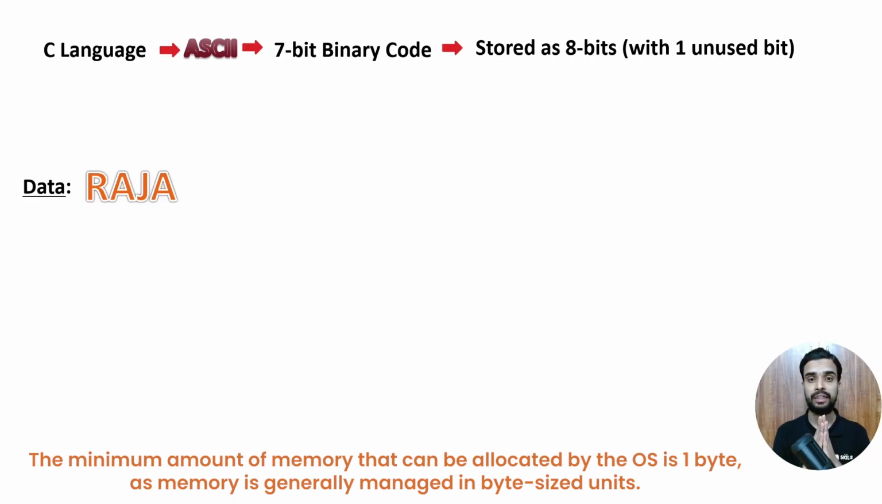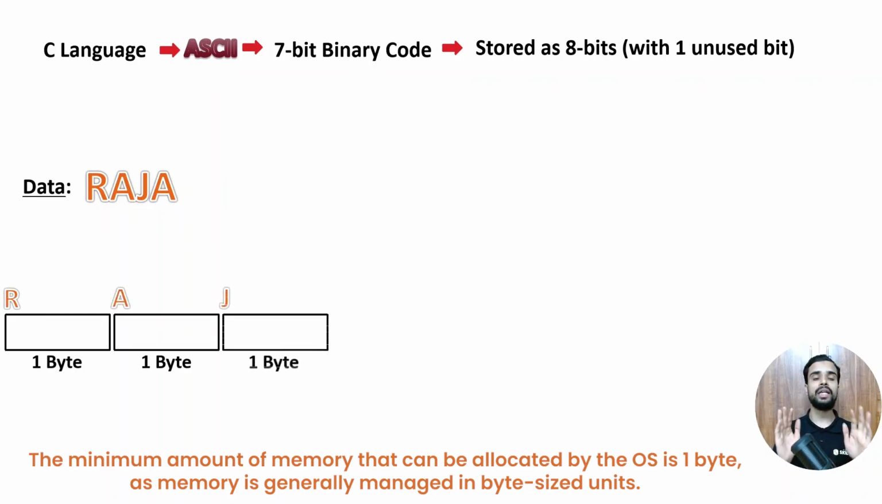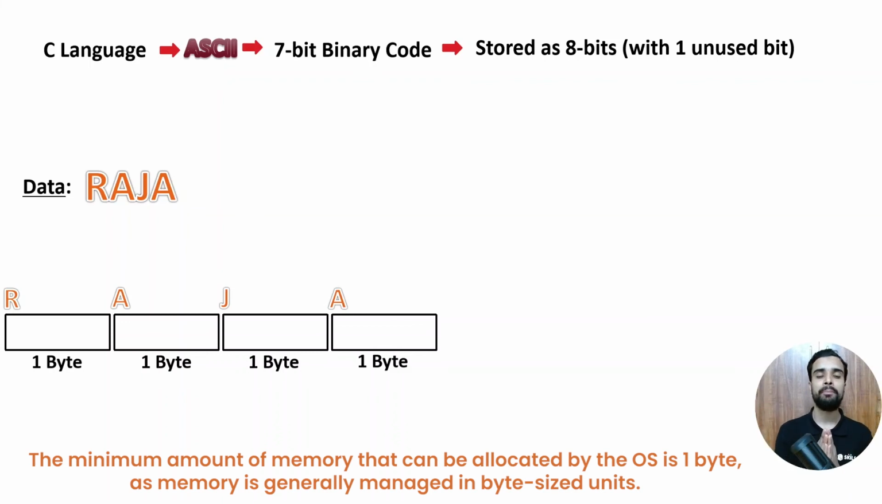Hence, for this reason, on the RAM, for each of these characters, 1 byte of memory would be allocated like this. Also, it is needless for me to remind you that the real world data Raja cannot be stored as it is in the memory, because the only type of data that is permitted on the RAM or in the memory happens to be binary data. Now it is on us to convert this character data into its binary equivalent. And how do we do that, sir?